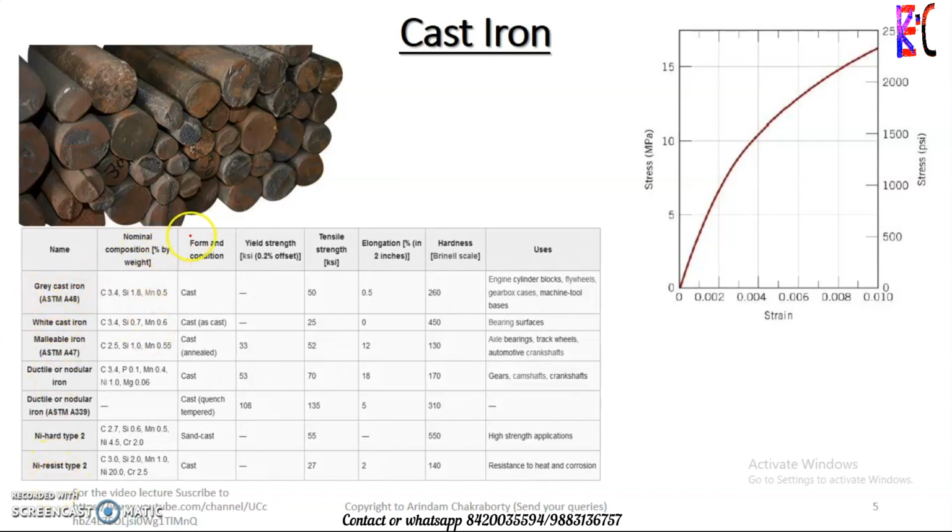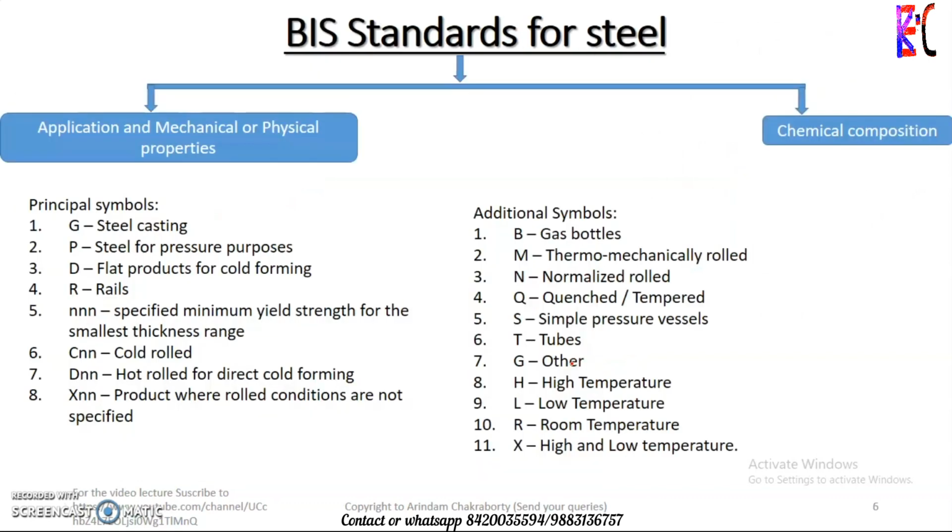How much is the compositional rate, that is carbon, silicon, magnesium or manganese, also nickel, chromium. So it depends on what type of materials are applied. So cast iron is prepared, and where it is used, like engine cylinders or bearing surfaces, etc. So this is what I can do.